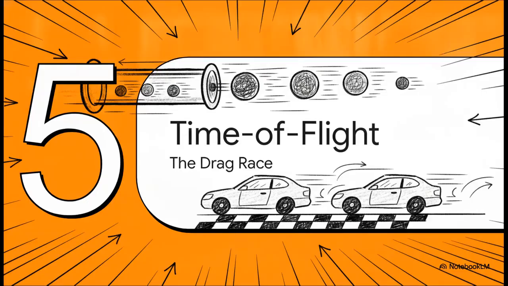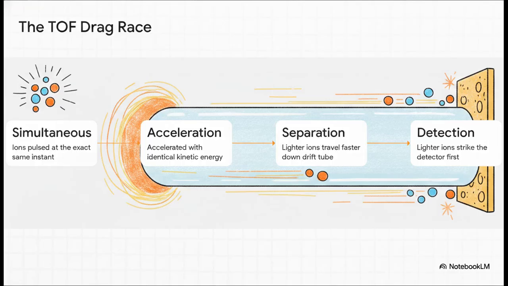Next up, Part 5, Time-of-Flight Analyzers, the drag race. Let's explore what might honestly be the most elegant solution of the bunch. This method ditches the complex oscillating radio frequencies and massive magnets entirely, relying simply on kinetic energy and raw velocity. The time-of-flight, or TOF, analyzer is a literal microscopic drag race. The rules are beautifully simple, playing out in 4 clear steps.